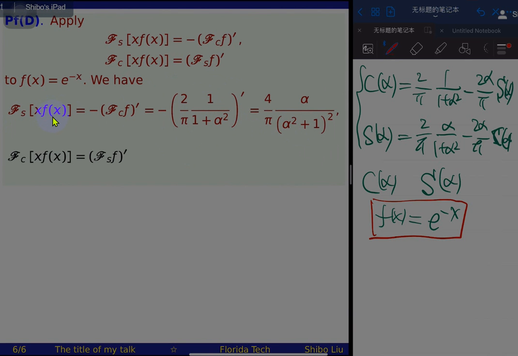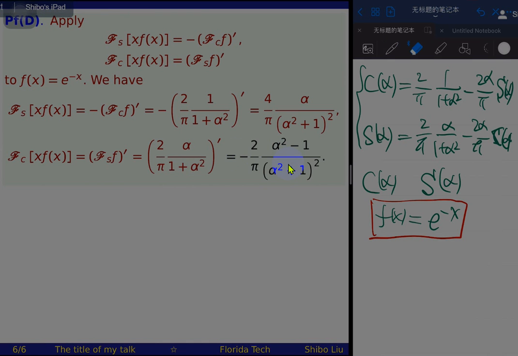Similarly, to compute the Fourier cosine transform, we apply the second property here. This will be the derivative of the Fourier sine transform of our f. f is the exponential function. So the Fourier sine transform of f is also known. This is an example in our lecture. Then you take the derivative of this function, you get the result. So this is the last method I will introduce. Okay.